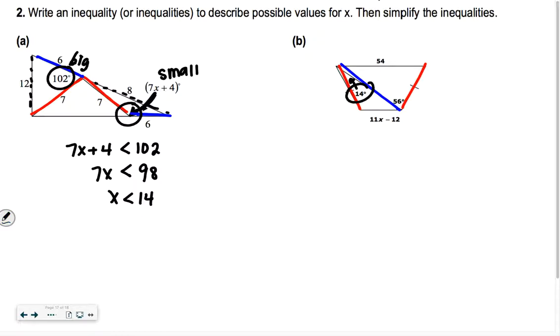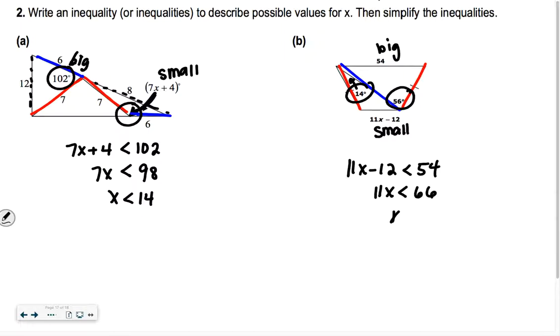So this 14 degrees versus the other angle trapped is 56. So the 14 is the small, right? So across from it we have the smaller side, and across from the 56 we have the bigger side. So when we write our inequality, we have that 11x minus 12 has to be smaller than 54. So I have 11x is smaller than 66, which means x is smaller than 6. Okay, so we get an inequality.